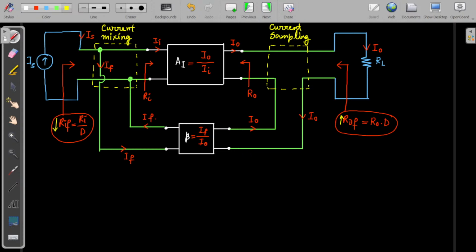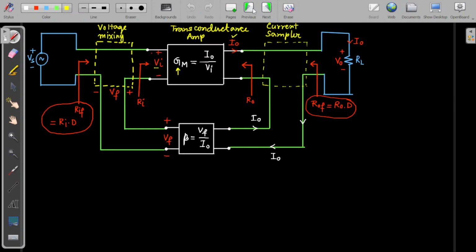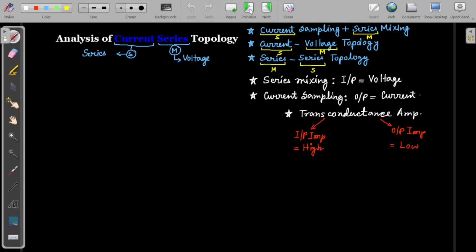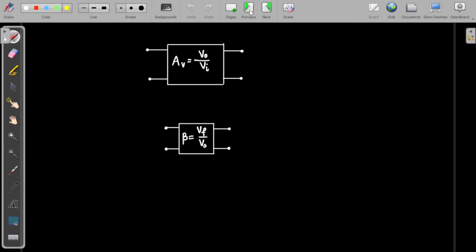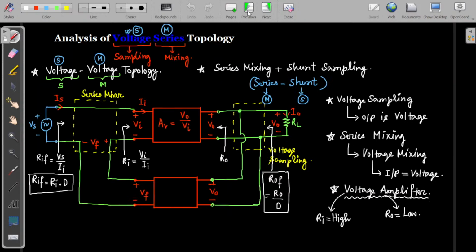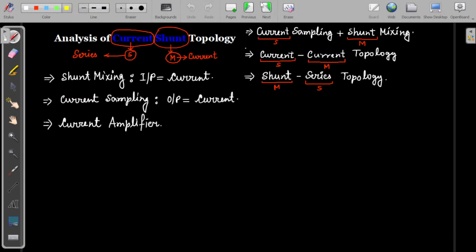So this is all about the different topologies. We have discussed the current shunt topology, the current series topology, the voltage shunt topology, and we have also discussed the voltage series topology. Okay, so all the topologies have been discussed. Right now we are going into the original circuit. So in the original circuit, how will we find out what is happening?